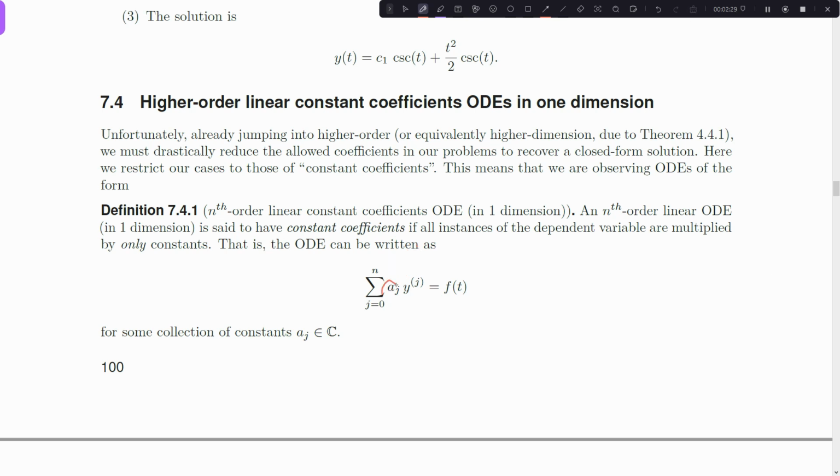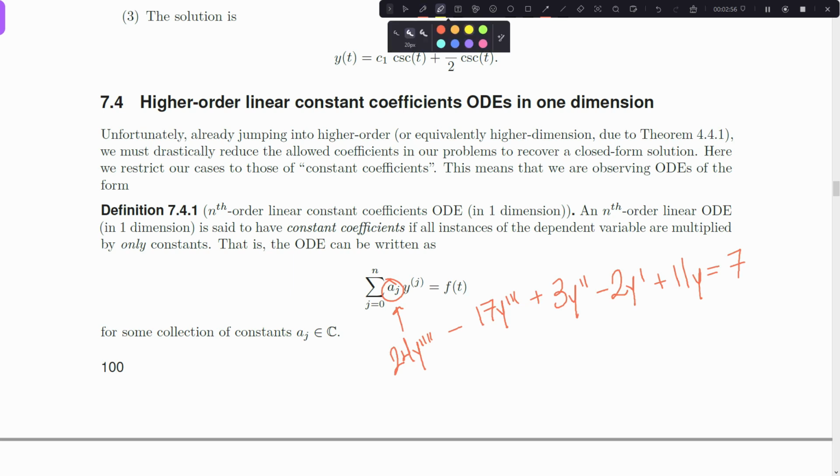So what we do instead is we restrict ourselves to a sub j. So now we just have something like 3y double prime minus 2y prime plus 11y equals 7, or something like that. And we can even add higher orders, 17y triple prime, and then we could do like 24y 4 primes, and so on. But as long as each of the coefficients that we're dealing with here are constants, that's what it means to have constant coefficients.